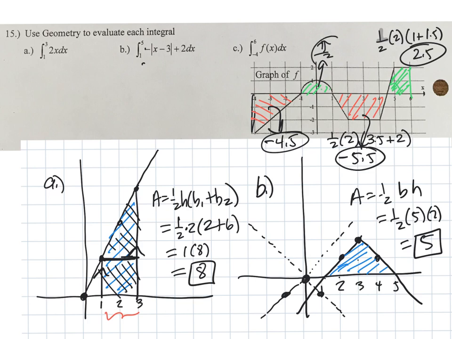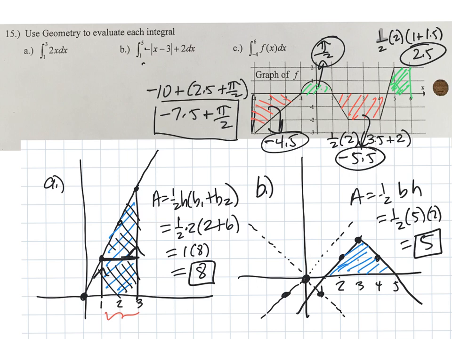Okay, so the last thing we need to do is add all this stuff together. So our negative areas total -10. So we'd have -10 plus the positive areas, 2.5 plus pi halves. We can simplify that a little bit more. -10 plus 2.5 would be -7.5 plus pi halves, and we'll just leave our answer like that.